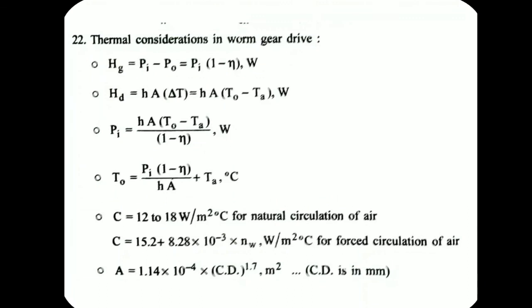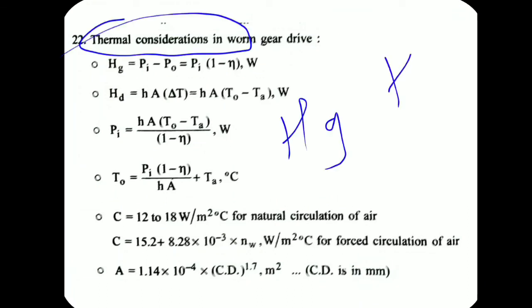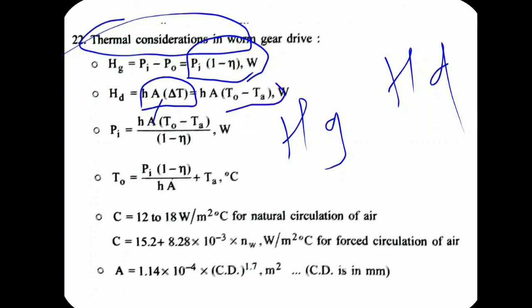In case of the thermal consideration, I told you there are 2 conditions, heat generation and heat dissipation. So heat generation will be power input minus power output. Efficiency is equal to output by input, therefore P_i into 1 minus efficiency, and heat dissipation is H A delta T: overall heat transfer coefficient, affected area, and delta T. Delta T is nothing but the output temperature of the lubricating oil minus the atmospheric temperature.